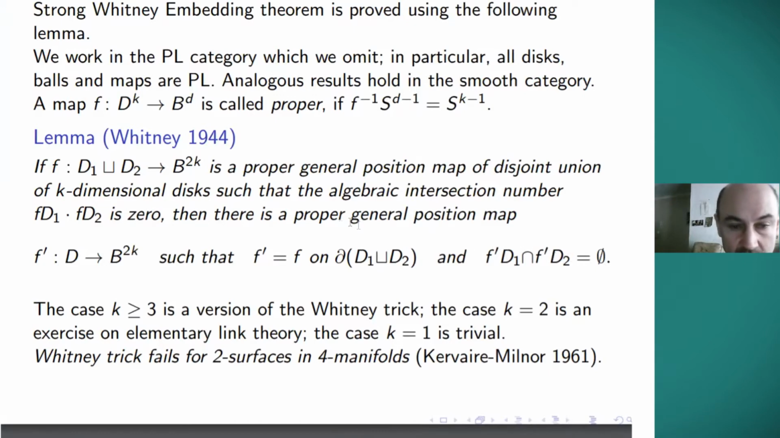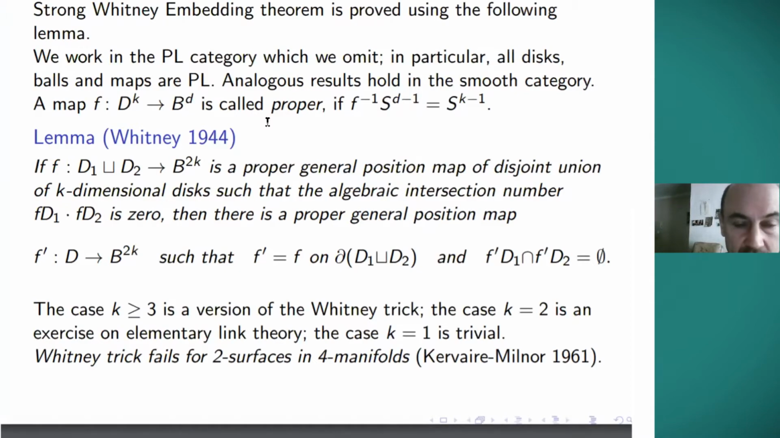And mind you, this result is correct even for k equals 2, although other versions of the Whitney trick are incorrect in codimension 2. For example, there is a well-known example of Kervaire and Milnor showing that another version of the Whitney trick fails for 2 surfaces in 4-manifolds. So this is the classical Whitney lemma, and the purpose of this talk is to describe its generalization to 3 or more disks. That generalization naturally appeared in constructing counterexamples to the topological Tverberg conjecture, first in the work of Mabillard and Wagner.